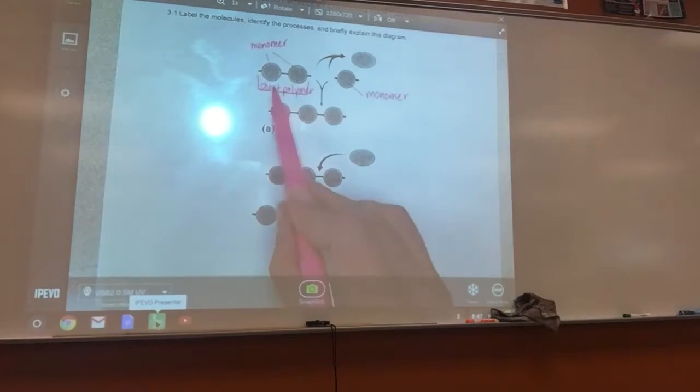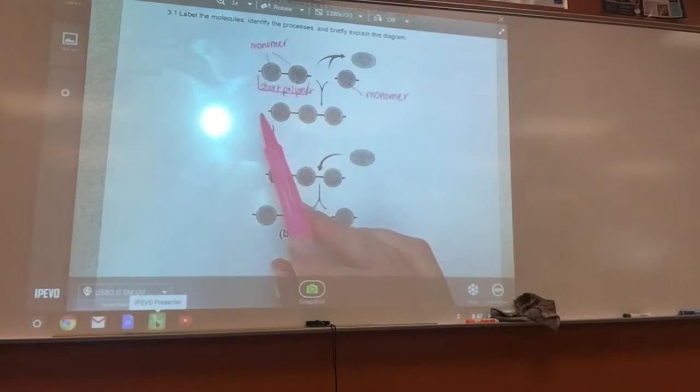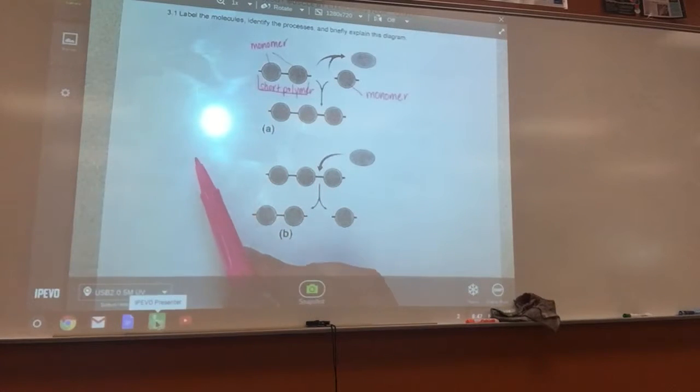So this could be a short polypeptide, and each one of those circles would be what? What's the monomer of that? It's a short polypeptide. Amino acid. And so that would be a specific example of this.